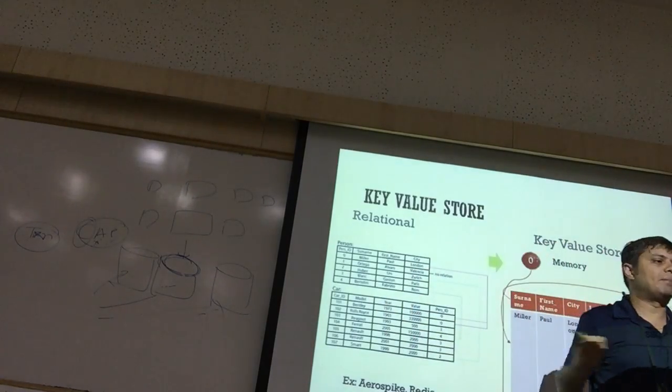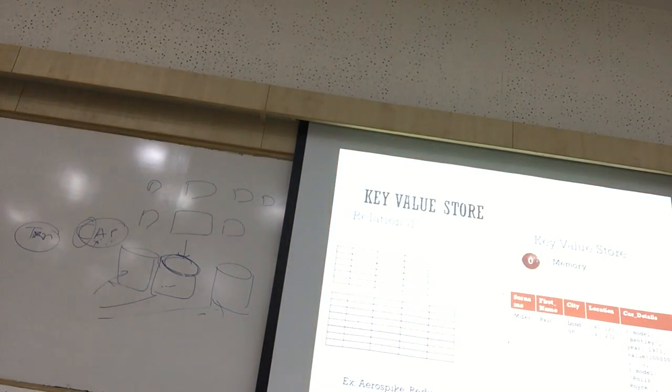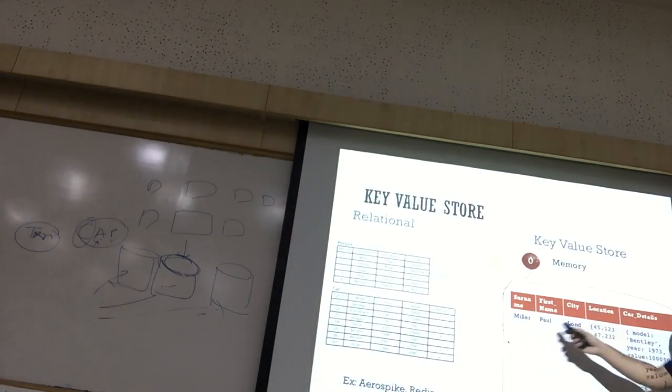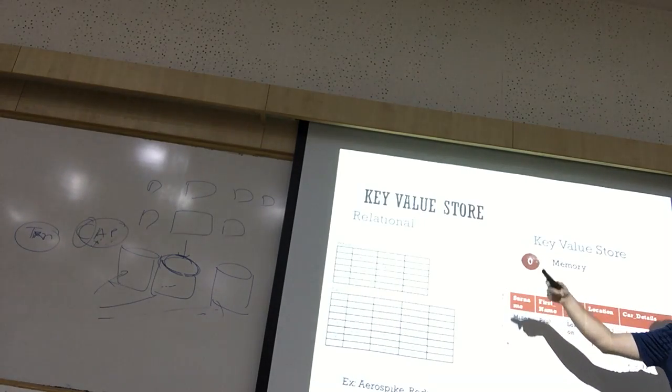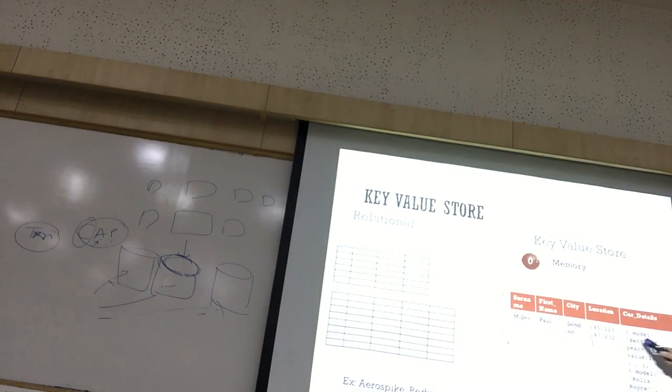So the use case is what? I'm trying to find, could be give me all the people who have a Bentley, or give me all the cars that Paul Miller has. Regardless of what kind of question you're going to pose, I should be able to access that particular data point. And the way you store it in a key value store is, I have this key, which is 0 in this case, and it has certain data. So data could be Paul Miller, the city, location, geospatial coordinates.